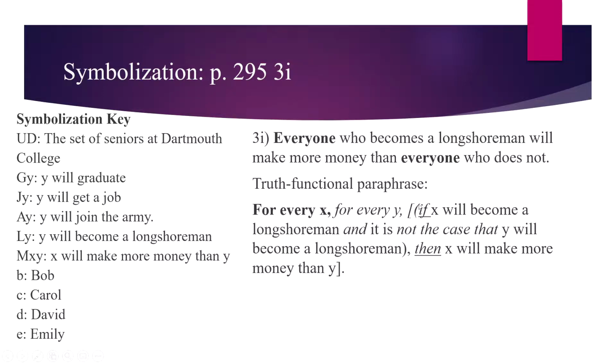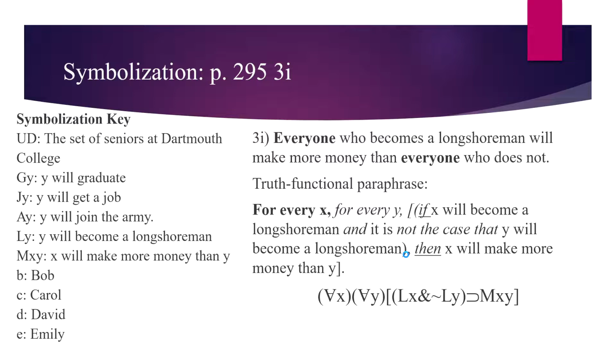And then I've done a second set of parentheses around that antecedent. We've got an and here. The antecedent's a conjunction: x will become a longshoreman, and it's not the case that y will become a longshoreman. So the completed symbolization looks like this: for all x and for all y, if x becomes a longshoreman and it's not the case that y becomes a longshoreman, then x makes more money than y. Everyone who becomes a longshoreman will make more money than everyone who does not. So in any 2 cases where you pick an x that is a longshoreman and a y that is not a longshoreman, then the consequent is true: x makes more money than y.